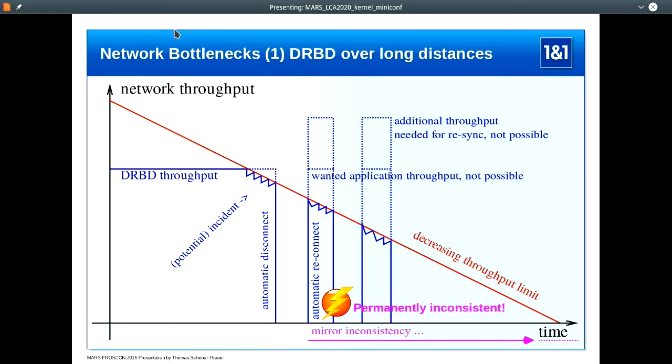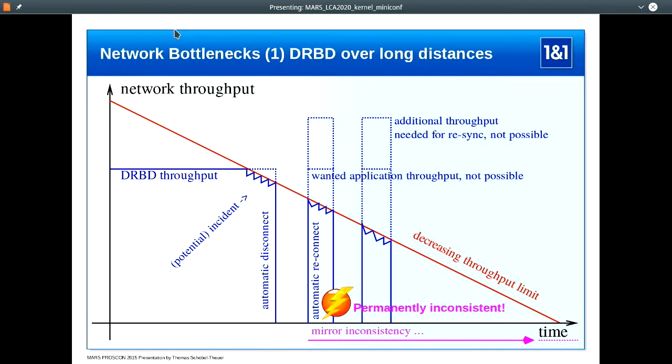Okay, then one explanation for the DRBD problems we encountered. This is a lab testing scenario here. In this scenario, we are assuming in lab testing that the DRBD write throughput is constant here, and that the network has a limit which is decreasing linearly in this example, just for lab testing.